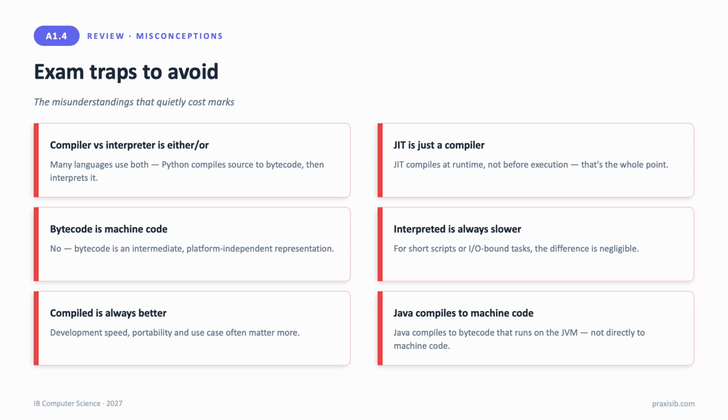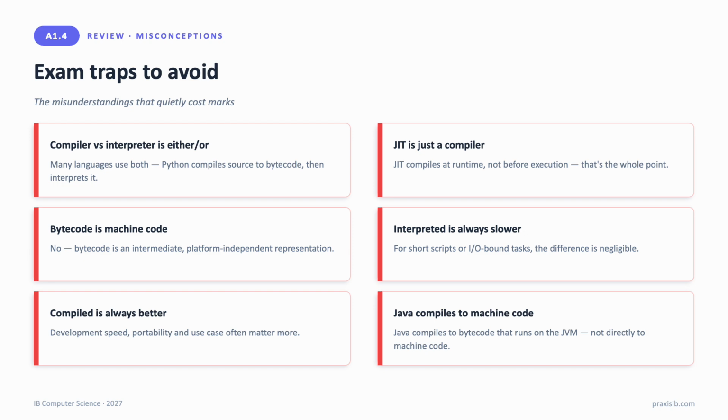Number 3, bytecode is not machine code. It's an intermediate platform-independent form. It still needs an interpreter or a JIT to run. Number 4, interpreted is not always slower in a way that matters. For short scripts, the difference is very small. The same is true for tasks that wait on input and output.